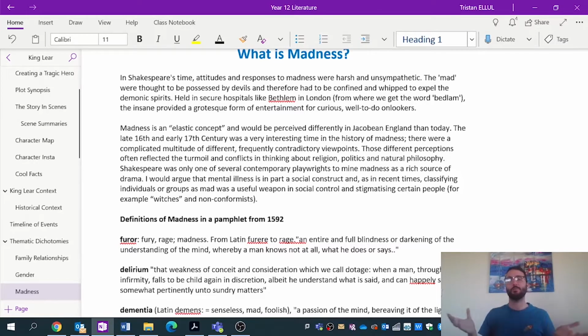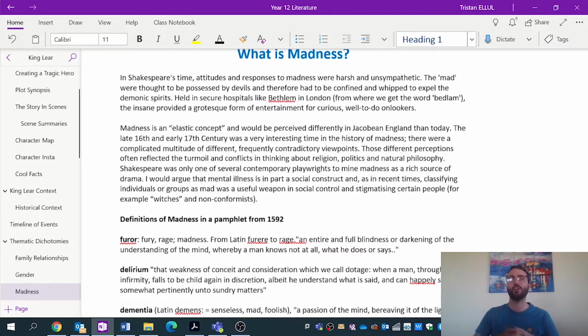Shakespeare was one of the contemporary playwrights at the time to use madness as this rich source of drama. And we see madness in a few different ways. If you think back to Macbeth, we have Lady Macbeth's madness of the blood on her hands and that repetitive, OCD-like washing of her hands. Lear's madness is different to that.